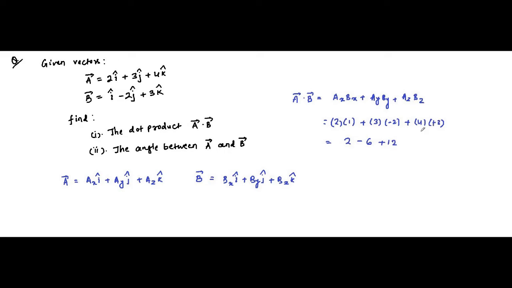Okay, you understand it is very easy to make such silly mistakes, where you can mistakenly change the sign. If you change the sign, the result will be wrong. So here it is 12 plus 2 minus 6, it is 8. That is the dot product simply.